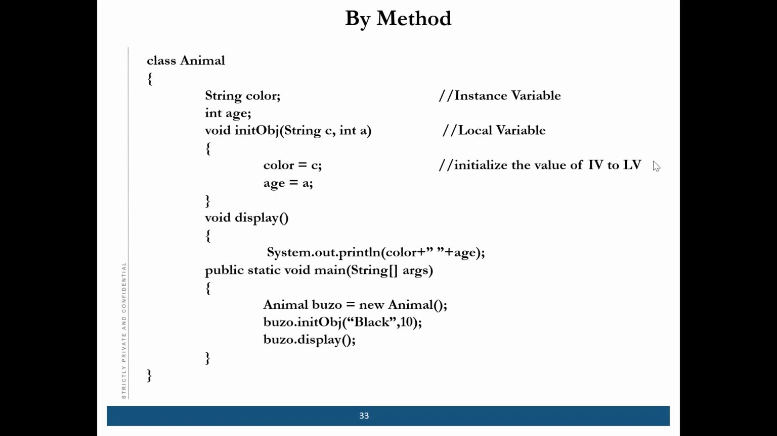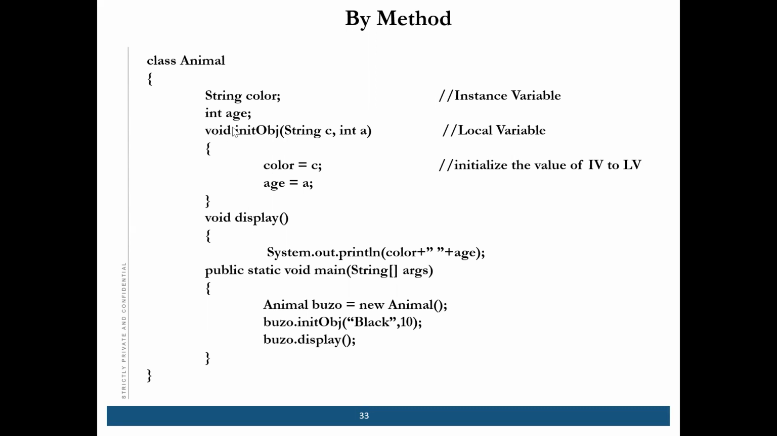To instance variable to local variable. Okay. So the local variable value is going to your instance variable. So we are passing the value of C to, always remember, whatever is on the right side, that value is going to the left-hand side. So we are giving the value of C to color and giving the value of A to age. Whatever is there in C, that we will give to color.